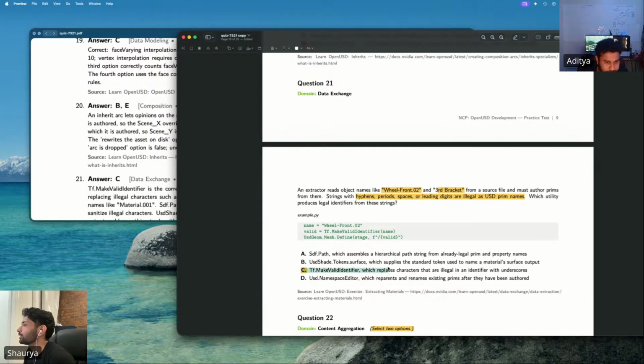Make valid identifier. An extractor reads object names like wheel front two third bracket from source. Which utility produces legal identifiers from these strings? TF make valid identifier.